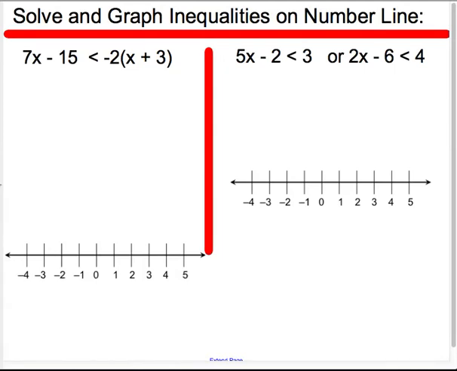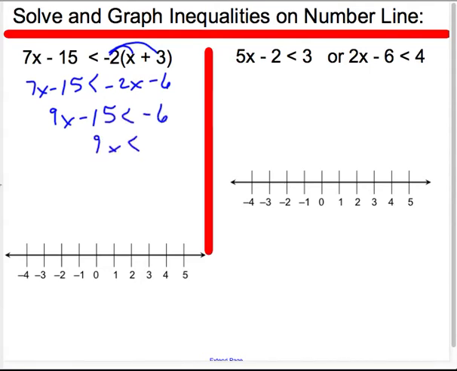Inequalities on a number line. So this is where we have one variable, and we're just plotting our answer on a single number line. So we solve our inequality. I'm going to start on the right-hand side with distribution. So I've got -2x minus 6 and 7x minus 15. So adding 2x to both sides, adding 15 to both sides, and dividing both sides by 9.